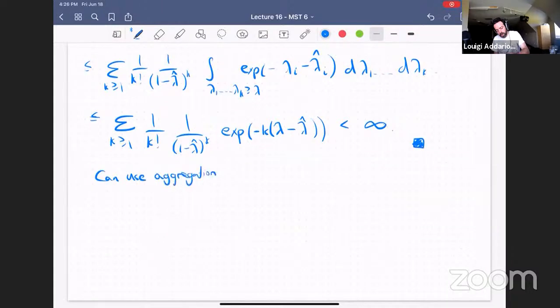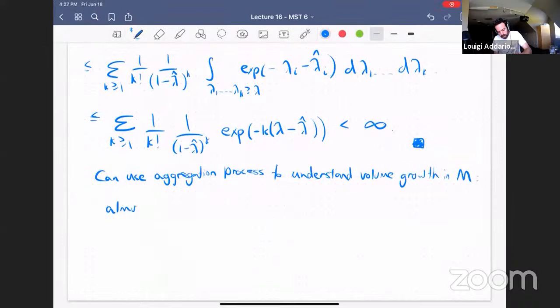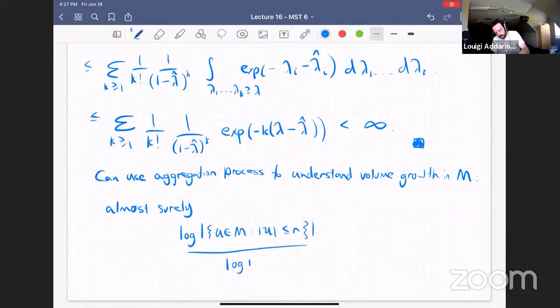So I'll just state without proof that you can use this to understand volume growth in M. It turns out that almost surely, M is like a three-dimensional object in the sense that the volume growth is roughly cubic. If we look at the number of vertices of M whose distance from the root is at most R, on the logarithmic scale, then that converges almost surely to 3.